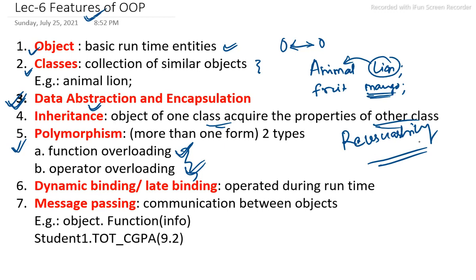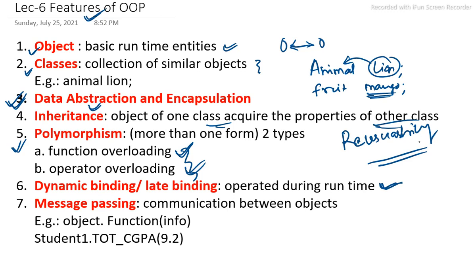The next feature of OOP is dynamic binding, which is also known as late binding. In dynamic binding, the procedure call is linked to the code to be executed when the call takes place. The linking is performed basically during runtime only.